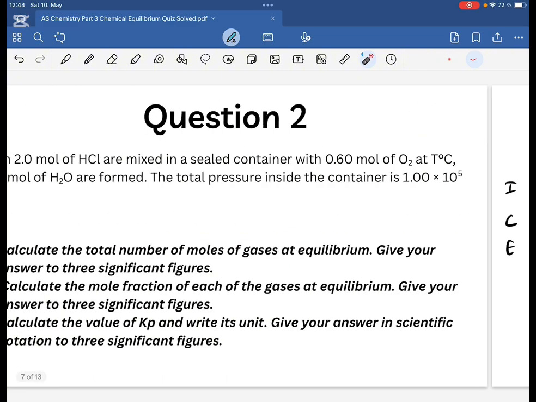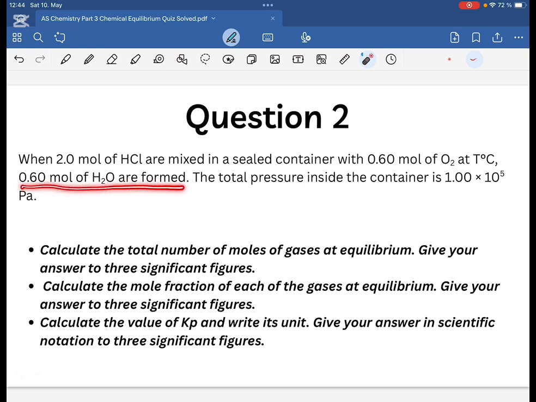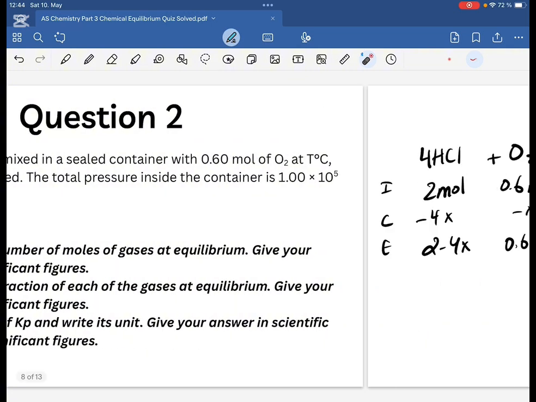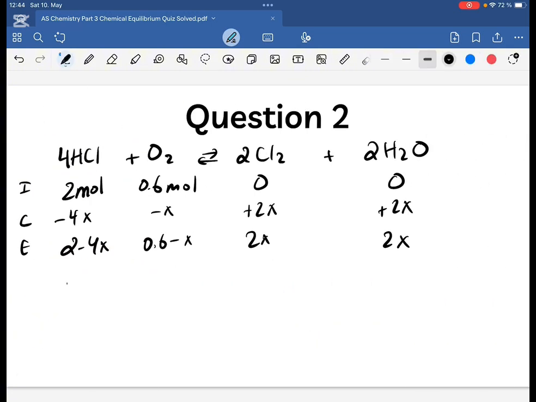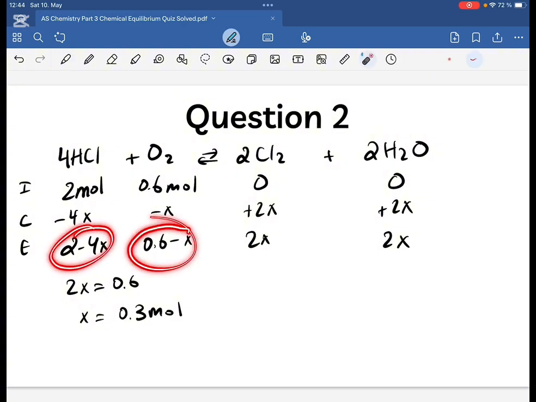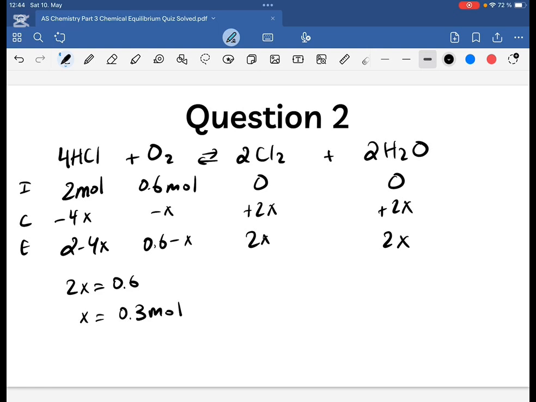Now, one thing they said is that the 0.6 moles of H2O are formed, and they mean by this that the 0.6 moles of H2O are formed at equilibrium. So I'm going to put 2x is equal to 0.6, so x is equal to 0.3 moles. Now I can use the x to get the values for the HCl, the number of moles at equilibrium, and for O2. So for HCl, the number of moles of HCl is 2 minus 4x, so it's going to be equal to 2 minus 4 multiplied by 0.3.